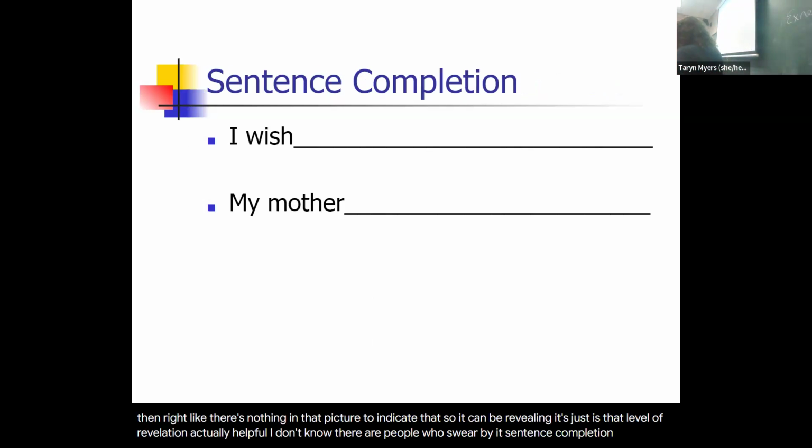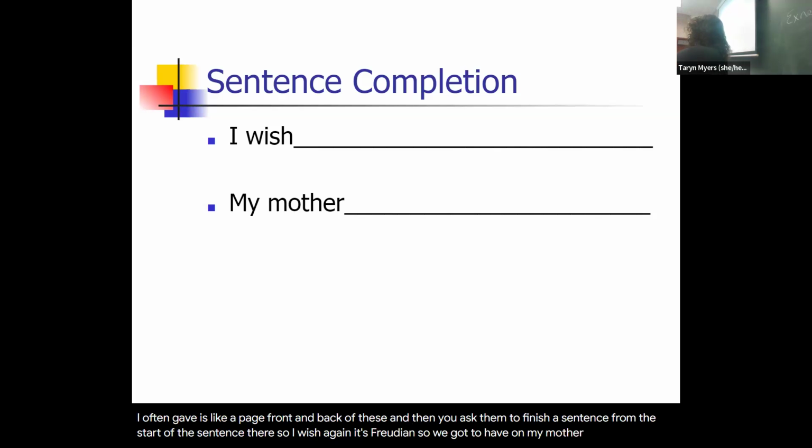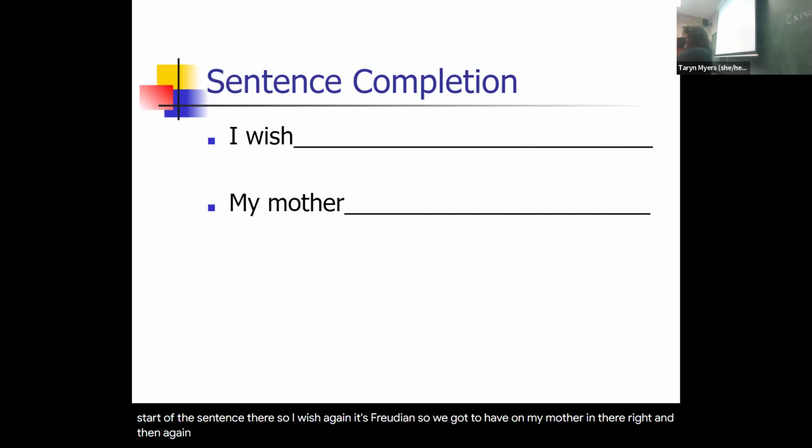Sentence completion is the one I have given the most often. You give them a bunch of these stems. The one that I often gave is a page front and back of these. And then you ask them to finish a sentence from the start of the sentence that's there. So, I wish... again, it's Freudian, so we've got to have a "my mother" in there, right? And then again, you look for themes. There are versions of sentence completion that do have scoring that you look at. There is also a version where it's just open to interpretation.